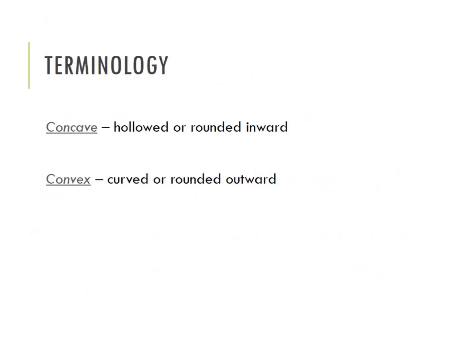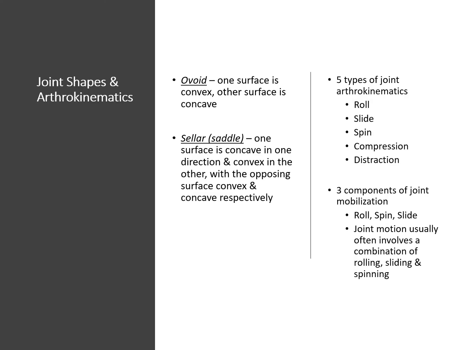Now coming to another set of terminologies. These are the basic terms, concave and convex. Concave means a surface which is hollowed or rounded inwards. A convex surface is curved or rounded outwards. So as discussed in the previous slide, the joint can be of concave or convex shape.